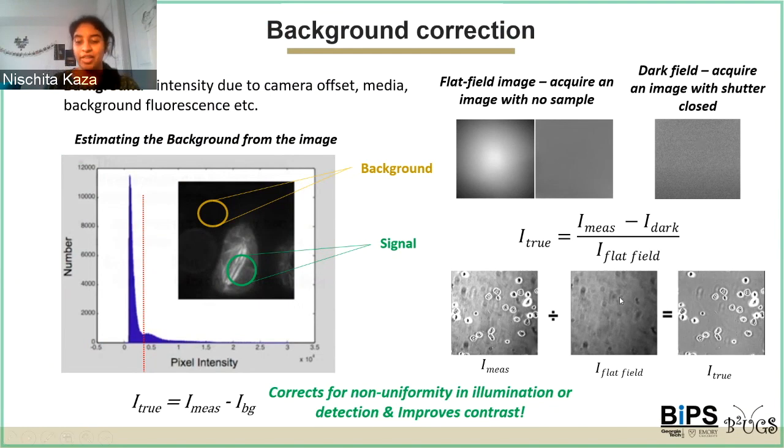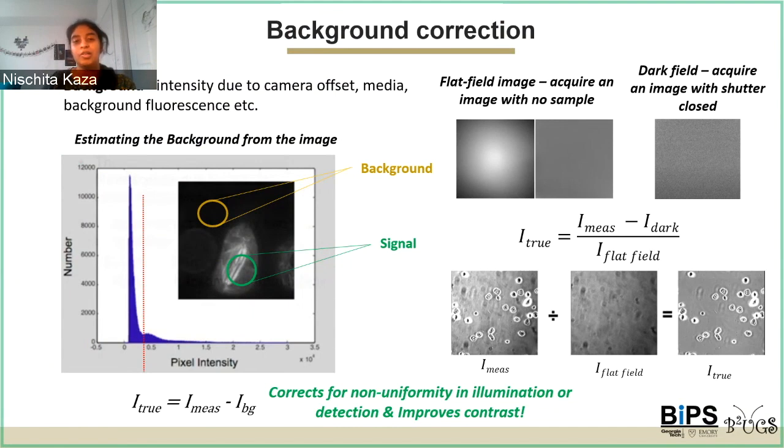And oftentimes, even if you don't actually acquire a separate flat field image, you can just use your existing image and perform different types of filtering and processing operations to generate a pretty good approximation of this flat field image and then use that. So here, essentially, what we're trying to do is correct for non-uniformities in the background or in the illumination. And by doing this, we're improving the contrast in our image and improving the contrast to noise ratio.